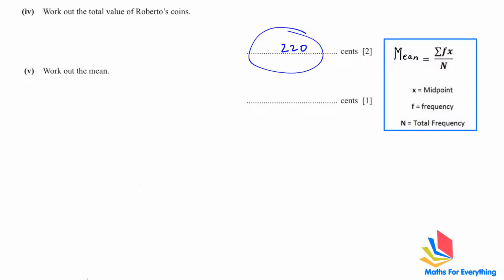Therefore, the mean is equal to 220 divided by 15. And we will get 14.66. We can round it to 2 decimal places, and there's a 6 here also, so 14.67.